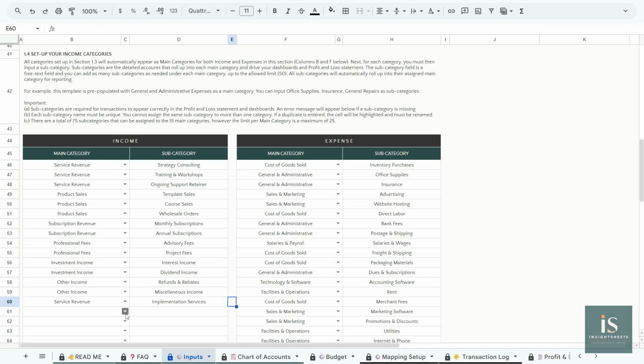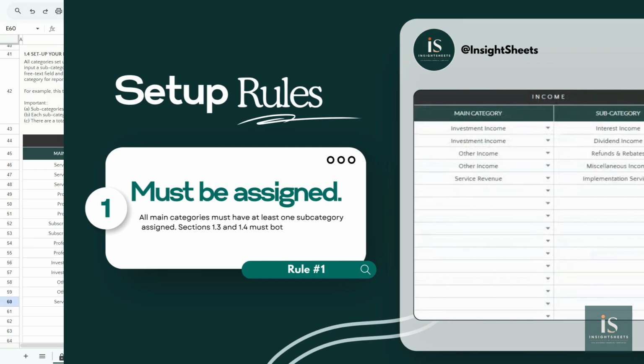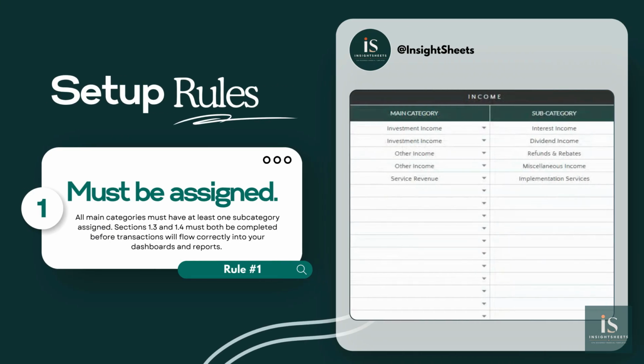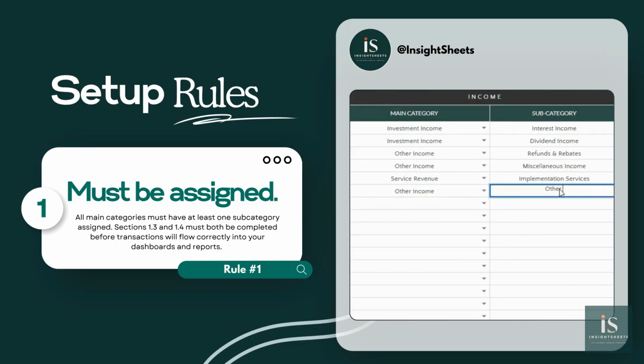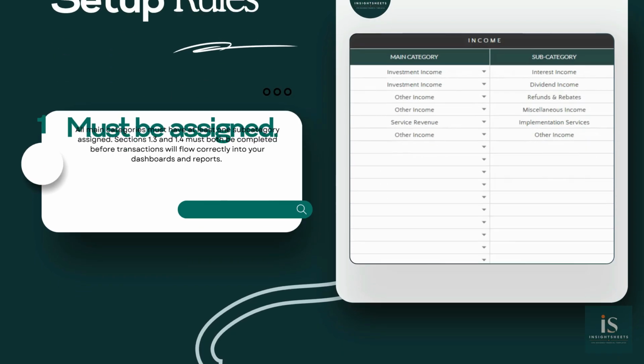A few important rules before we move on. Number 1, any main categories from section 1.3 won't flow into the transaction log until section 1.4 is completed. If your main categories don't have any subcategories, you can simply repeat the main category name as the subcategory. So for example, I'll select Other Income from the drop-down menu and then type Other Income as the subcategory.